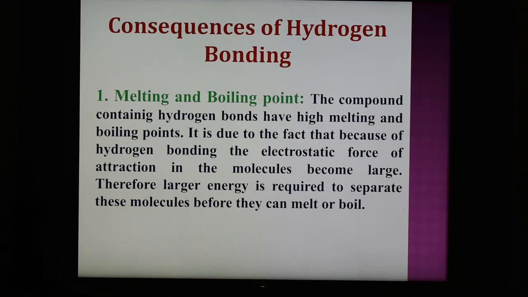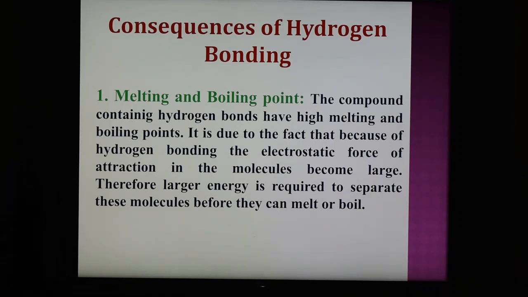Now after looking at these two types of bonding, inter and intramolecular hydrogen bonding, there is also the effect of hydrogen bonding on some properties, and there are three properties we are going to see. One is melting and boiling point, second is solubility, and third is viscosity. So these are the three properties. Only these three properties are affected by hydrogen bonding.